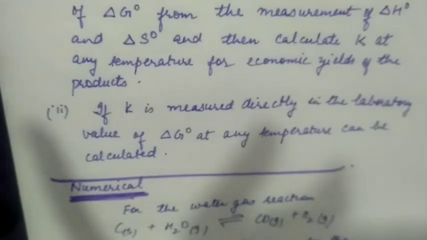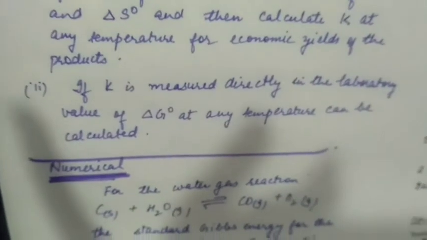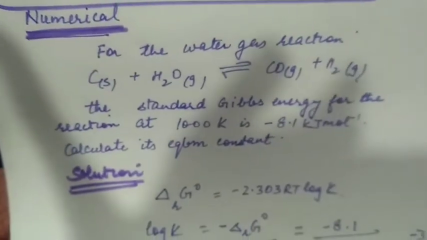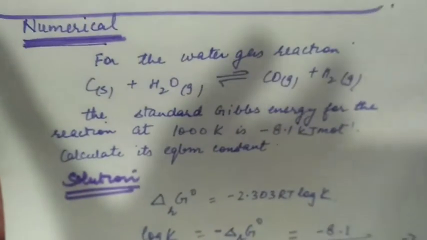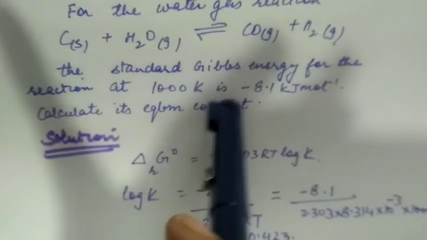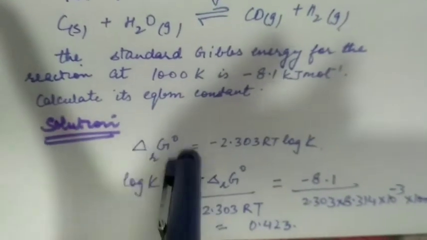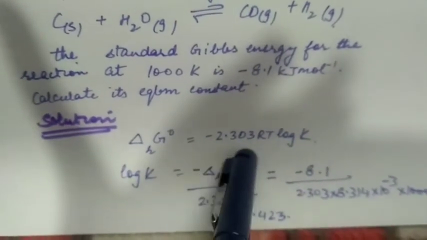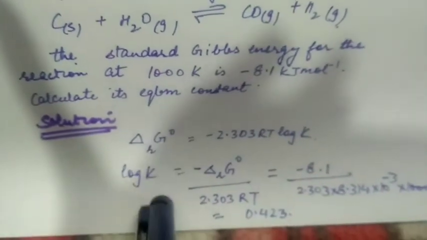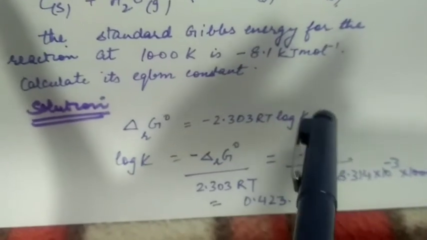And if we measure the equilibrium constant directly, then the value of standard free energy change can be calculated from this relation. So let's solve a numerical. For this reaction, the standard free energy change is given, the temperature is given, we have to calculate equilibrium constant. So we know the relation is standard free energy change is equal to minus 2.303 RT log K. So free energy change is given and R and T we know, so K can be calculated.